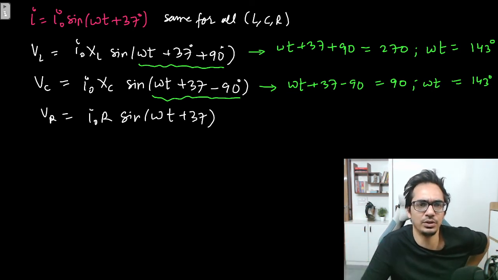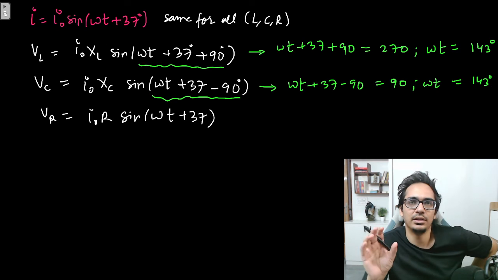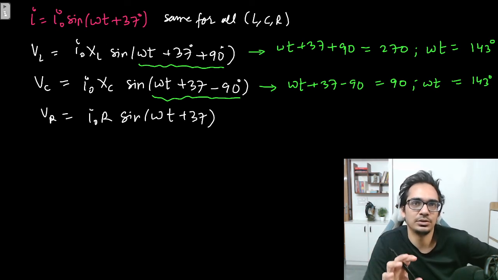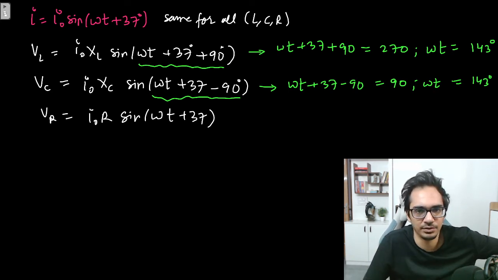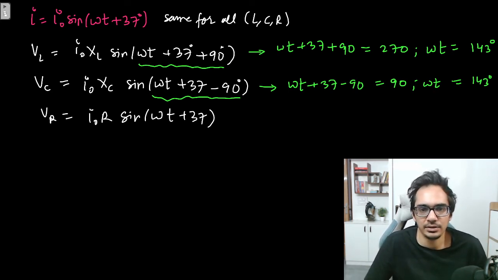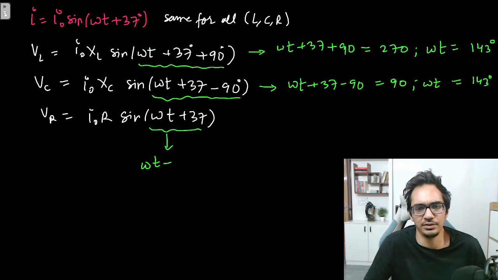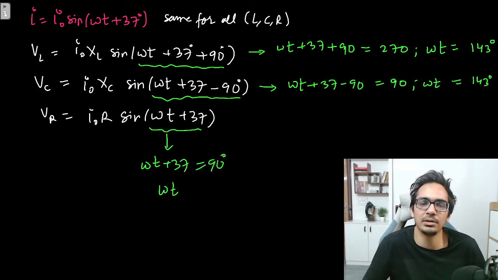And by logic also you understood what we are doing. The value should be maximum. So sine theta should either be 90 degree or 270 degree or minus 90 degree, whatever. And for R, again the voltage across R should be maximum. So that means omega t plus 37 should be equal to 90 degree. That means omega t is equal to 90 minus 37, which is 53 degree.